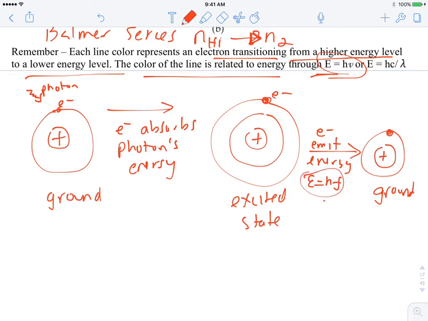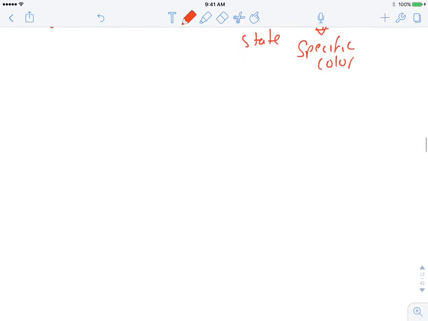This energy that is emitted has a specific color. Now it turns out that the electrons in an atom can travel up to 7 different levels, and they don't have to go back down to the first level. They can go from the 5th level to the 2nd level, or the 7th level to the 4th level. I show that on the next slide here.